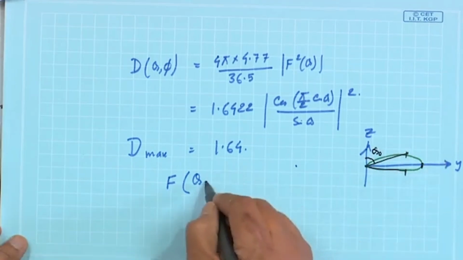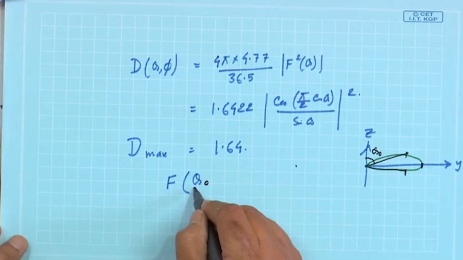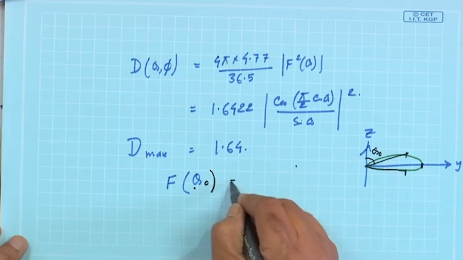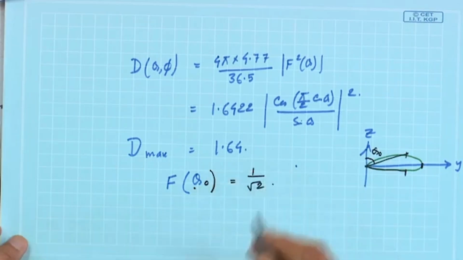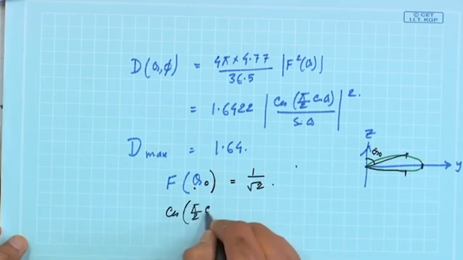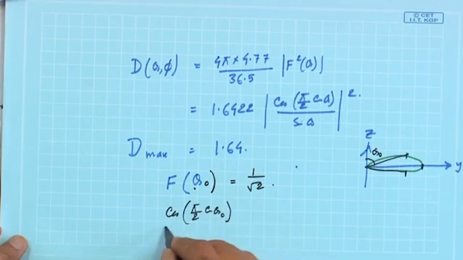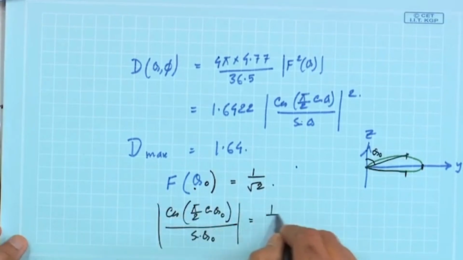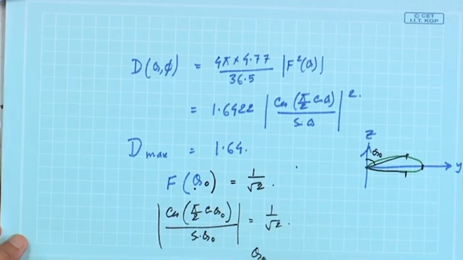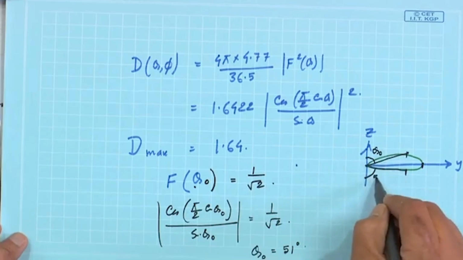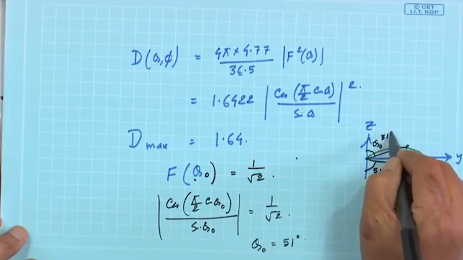So, we can write f of theta naught, that will have to be 1 by root 2. That means, you put that cos of pi by 2 cos theta naught by sin theta naught, that should be 1 by root 2. So, if you solve for that, theta naught becomes 51 degree. So, if theta naught is 51 degree, this angle will also be 51 degree.